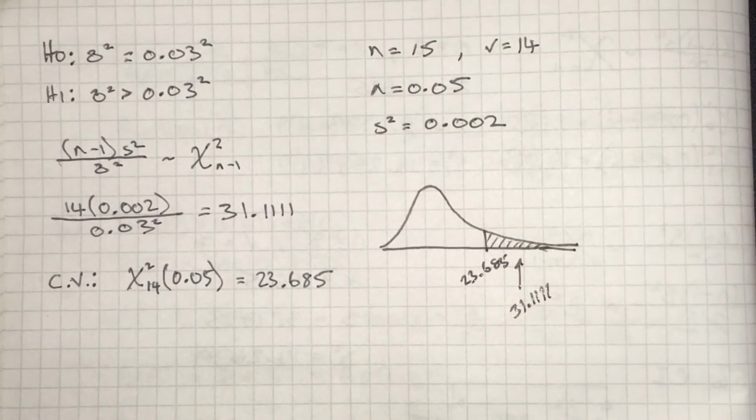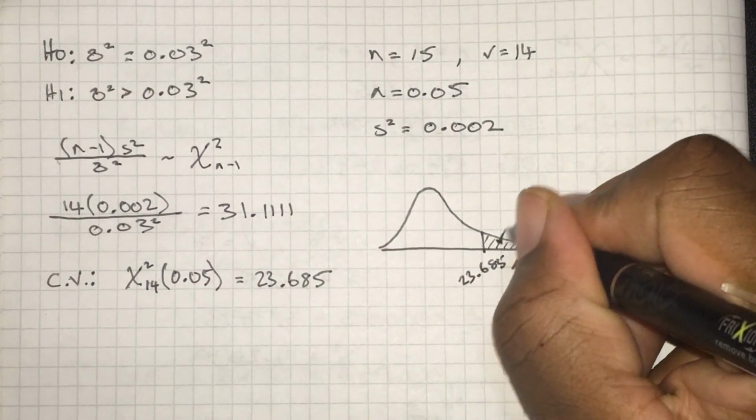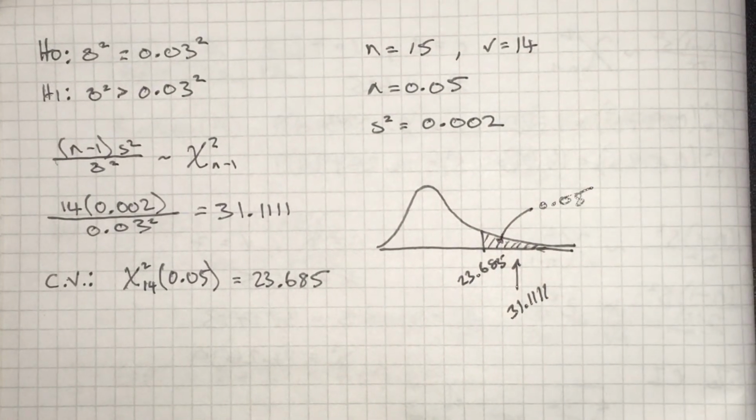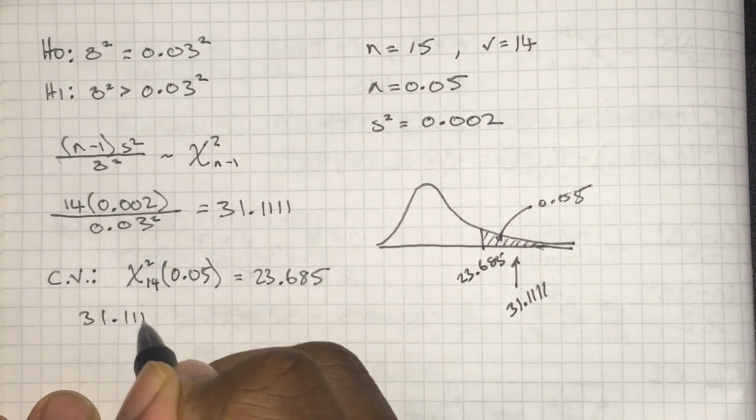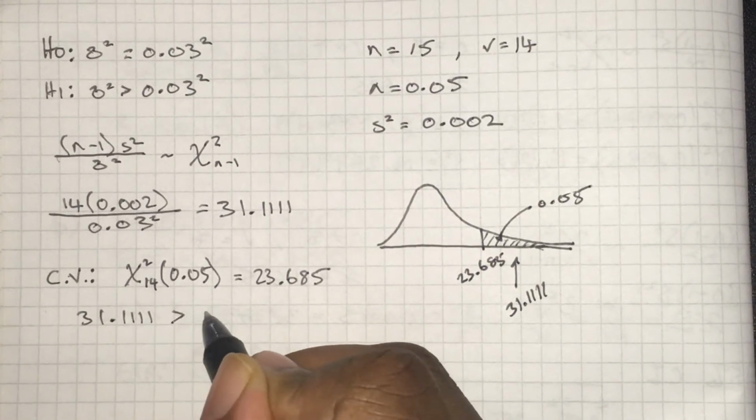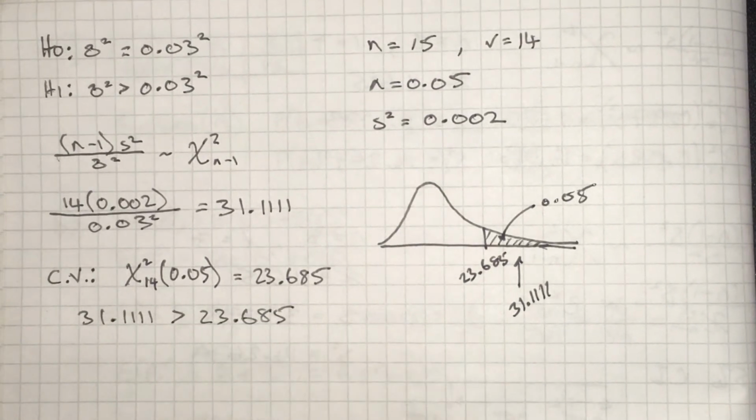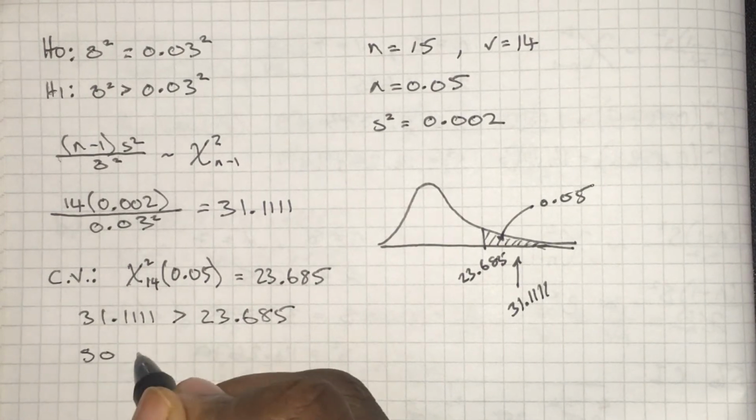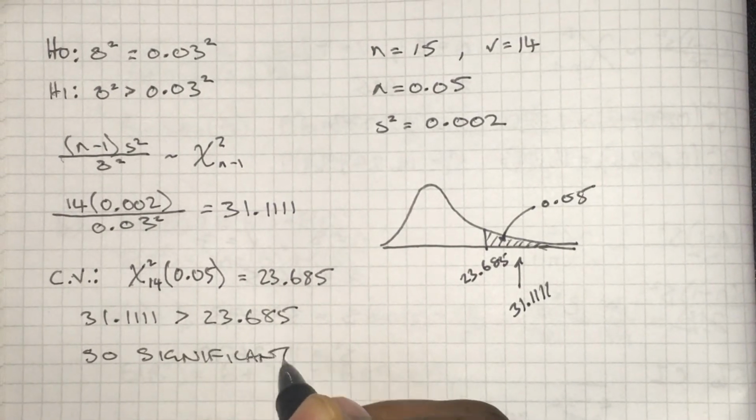So we know straight away that we have a significant result, because our test statistic is bigger than our critical value. So we have evidence to support rejecting H0. And obviously we want to do that in context.